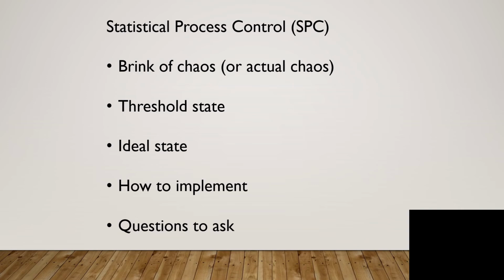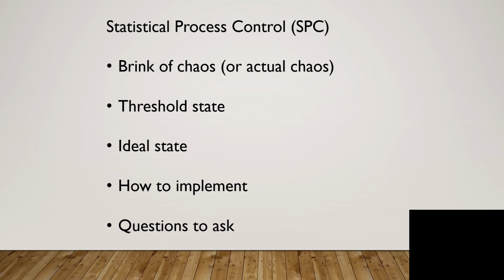There are three different possible conditions or states related to processes. First is the brink of chaos or chaos. As it sounds, companies in this condition produce a high degree of non-conforming product where variation is unknown and customers are not satisfied.